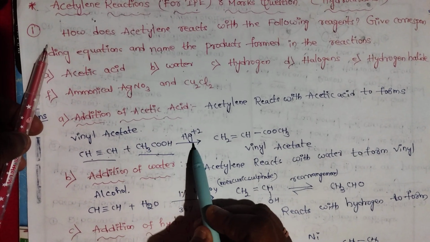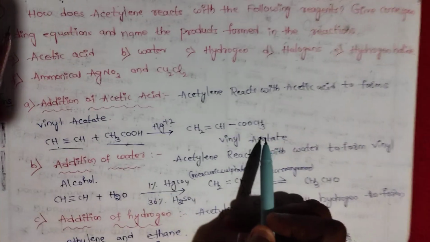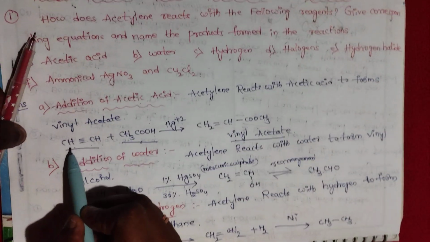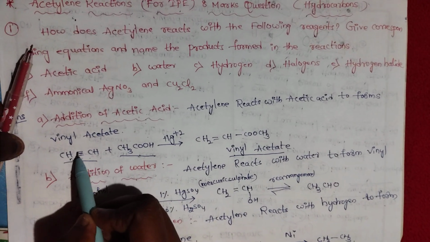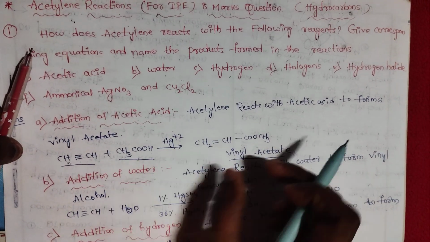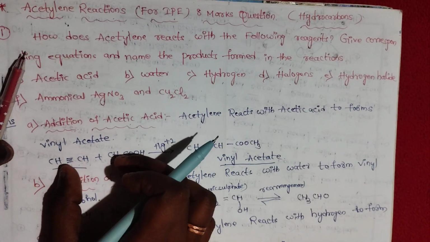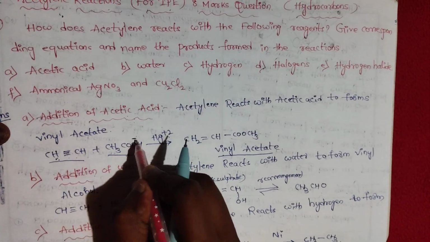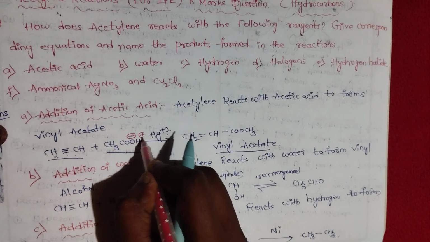In the presence of Hg2+, mercury, the product formed is vinyl acetate. How is vinyl acetate formed? Acetylene is CH triple bond CH, so 3 bonds are present. For acetic acid, we first write the product vinyl acetate, then learn how to get it from these two. Acetic acid is divided into two types of ions: the acetate ion CH3COO minus, and H plus.